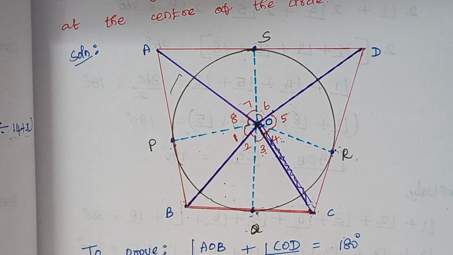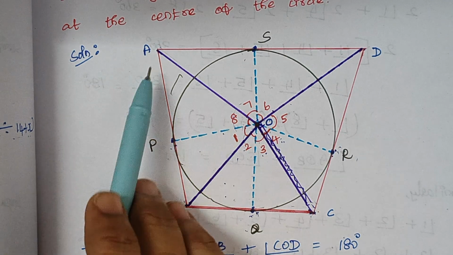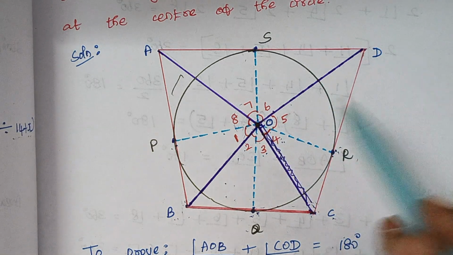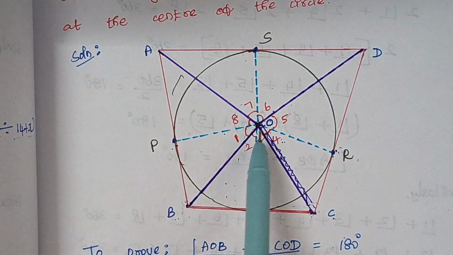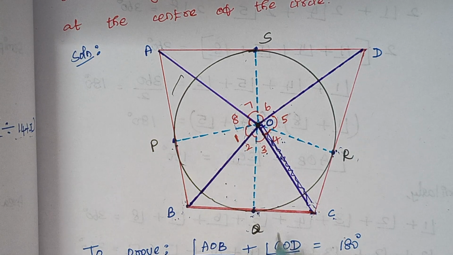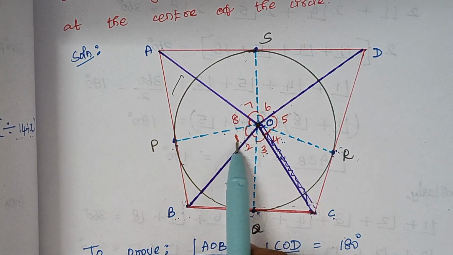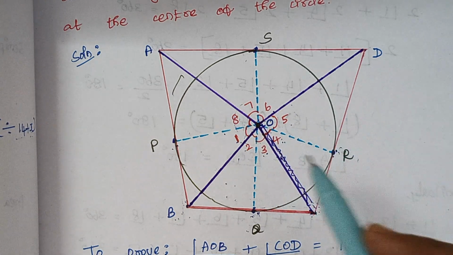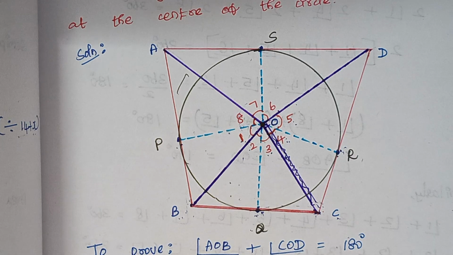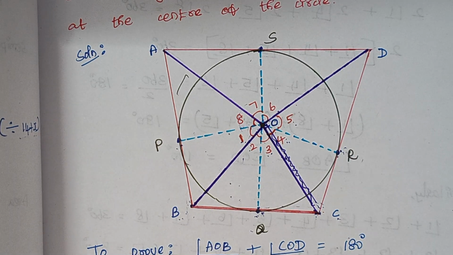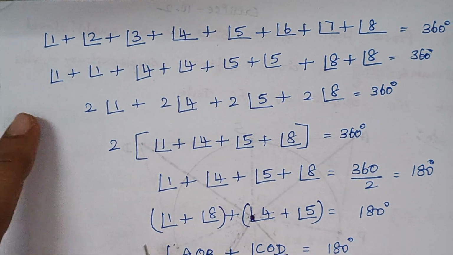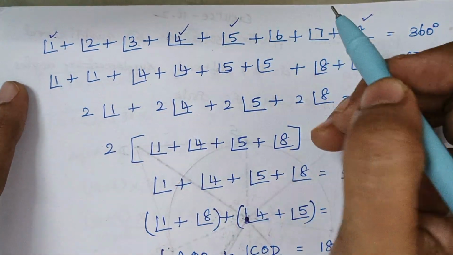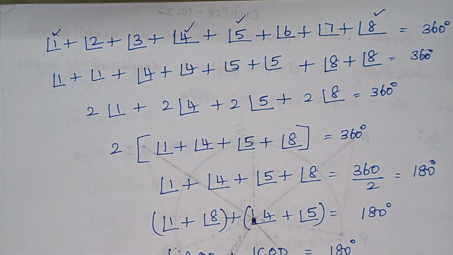Here the opposite angles are AOB and COD. In AOB, I am having angles 1 and 8, so we have to keep 1 and 8 as such. And on this side, I am having 4 and 5, so I have to keep 4 and 5 as such. So I have to keep 1, 8 and 4 and 5. We can change the remaining angles.